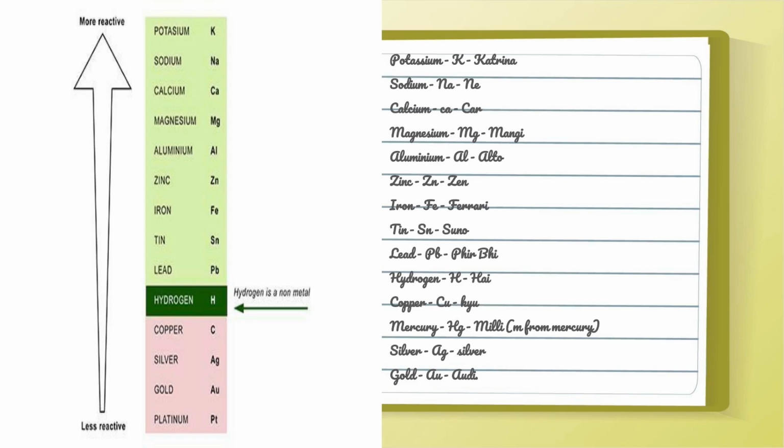Here is a simple mnemonic for reactivity series. Potassium, K; sodium, Na; calcium, Ca; magnesium, Mg; aluminium, Al; zinc, Zn; iron, Fe; tin, Sn; lead, Pb; hydrogen, H; copper, Cu; mercury, Hg; silver, Ag; gold, Au.